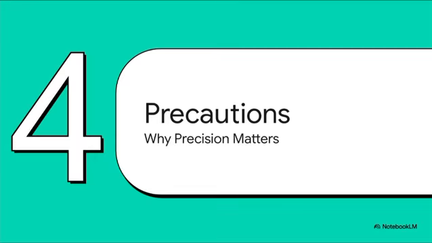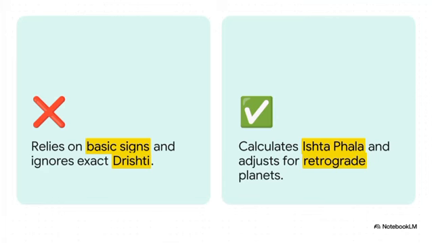Why precision is the lifeblood of a kundali. Because this math is so intense, the absolute slightest error, I'm talking being off by just a few degrees or a couple of minutes, can entirely change the nature of a planetary placement, completely throwing off the life prediction.